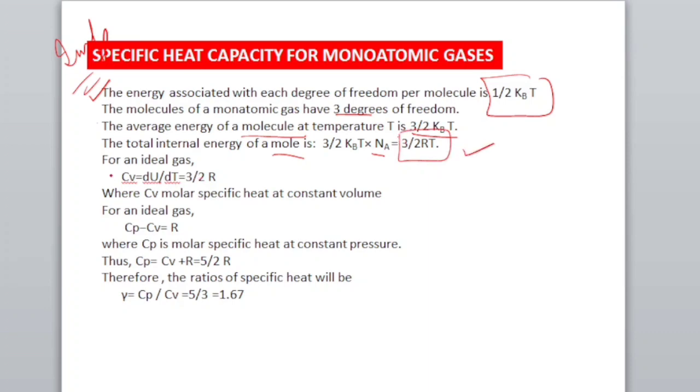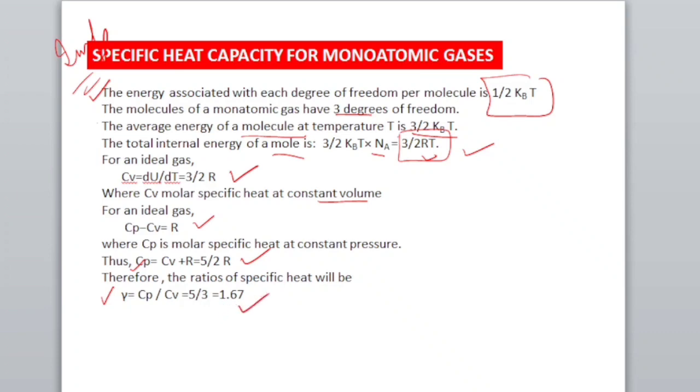And for an ideal gas, you know Cv is what? du by dT, the rate of change in internal energy with temperature. When you differentiate this with temperature, you get 3/2 R as Cv. This Cv is the molar specific heat at constant volume. And for an ideal gas, Cp minus Cv is what? R. From here you get Cp equal to Cv plus R, which is 5/2 R. And the ratio of specific heats of this monoatomic gas becomes gamma equal to Cp by Cv. You divide these, 5 by 3, you get 1.67.